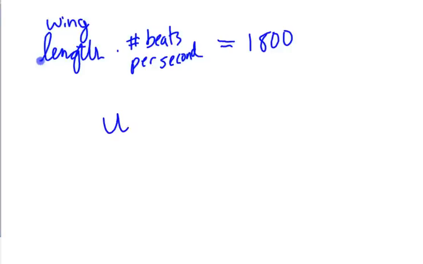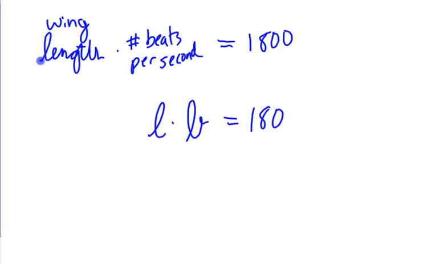But this looks like W, well, let's make that L for length. The length times the beats per second equals 1800. Does this look like inverse variation? Is it a variable times a variable equal to a constant? Yeah, that looks like x times y equals k. What is k? Constant? Yes, and what is it for this equation? 1800. So this 1800 is our k. It's our constant of variation.